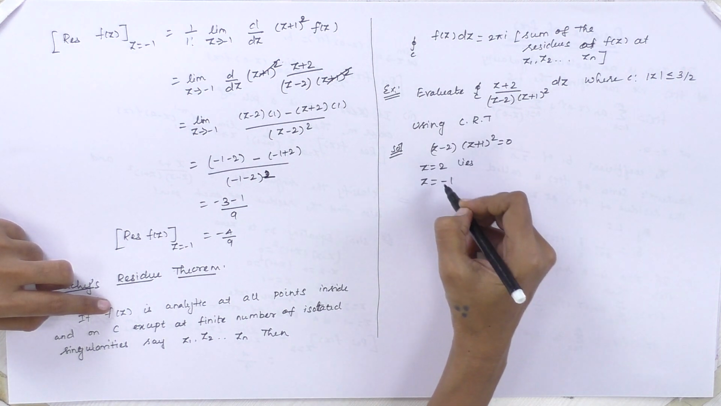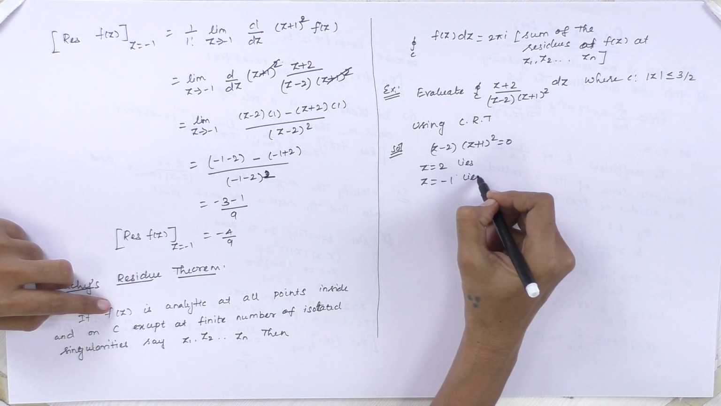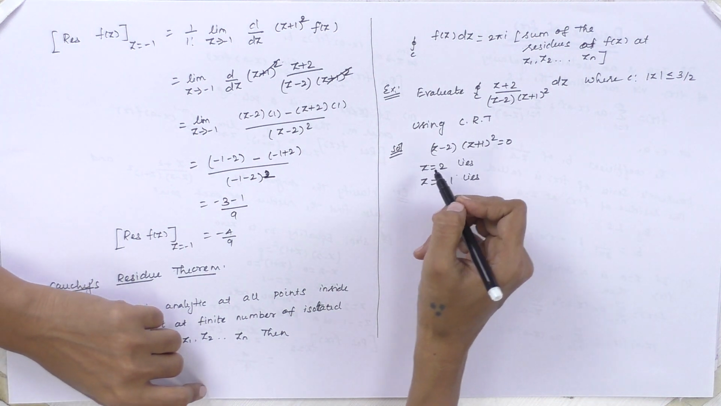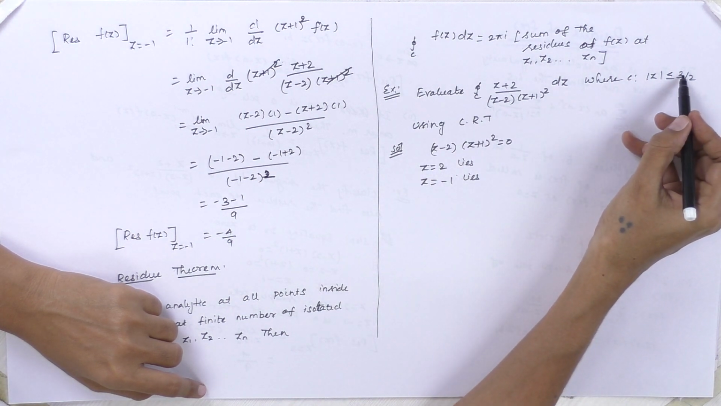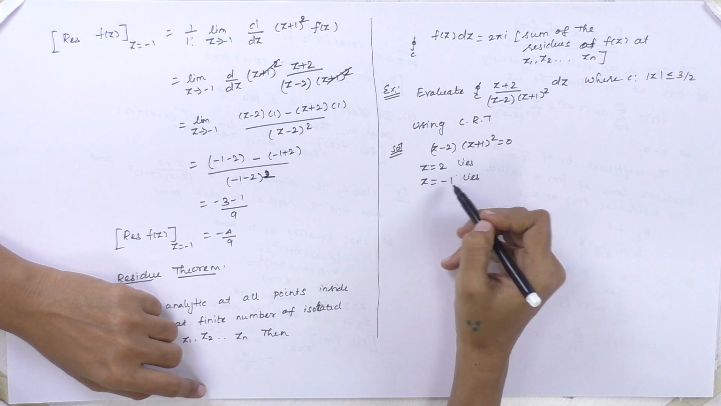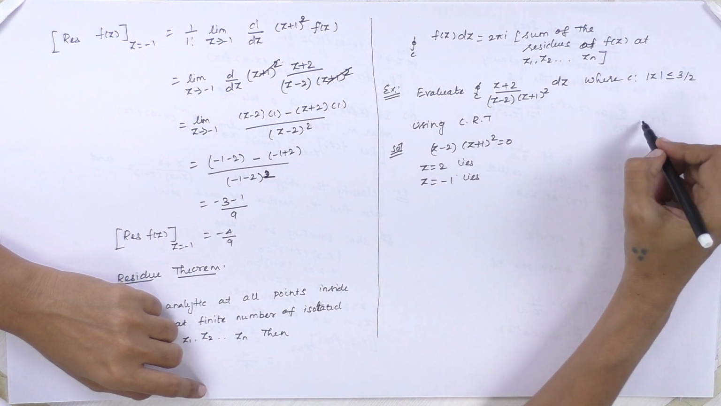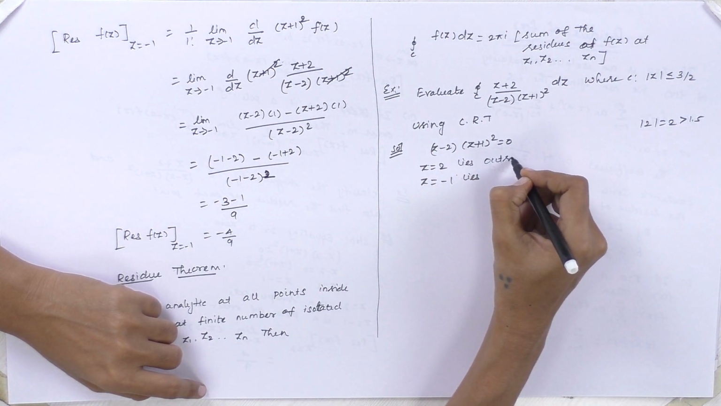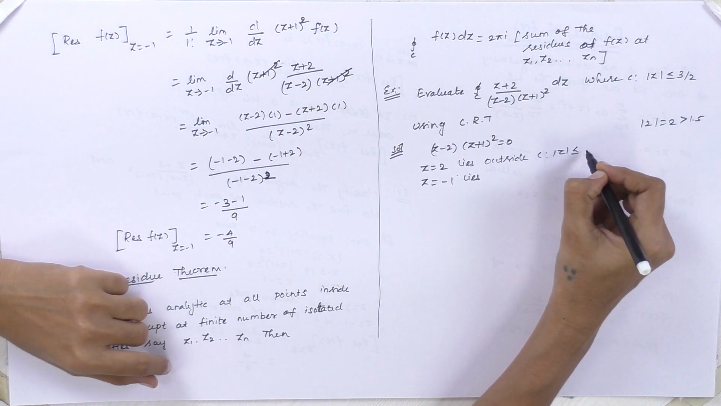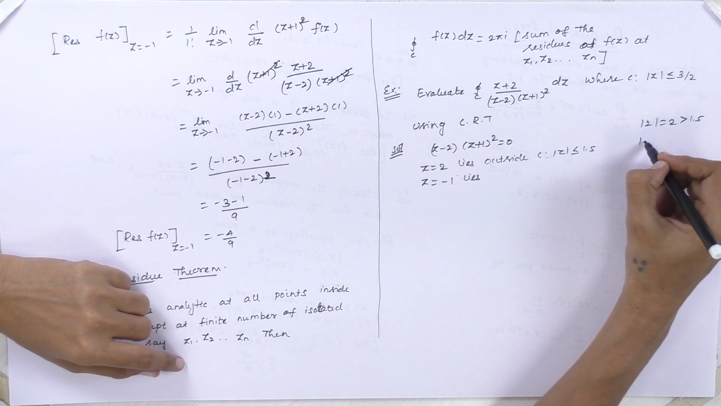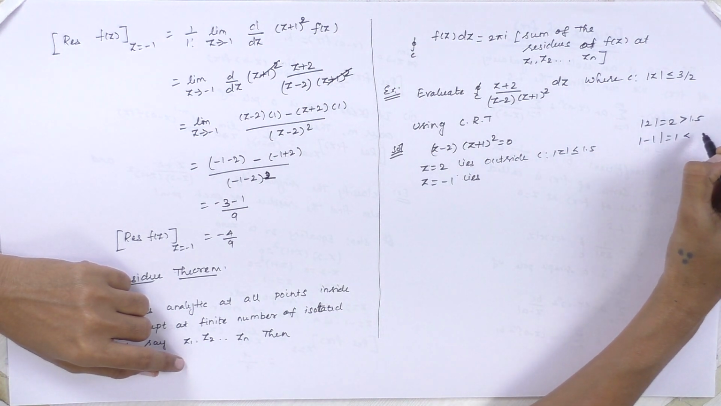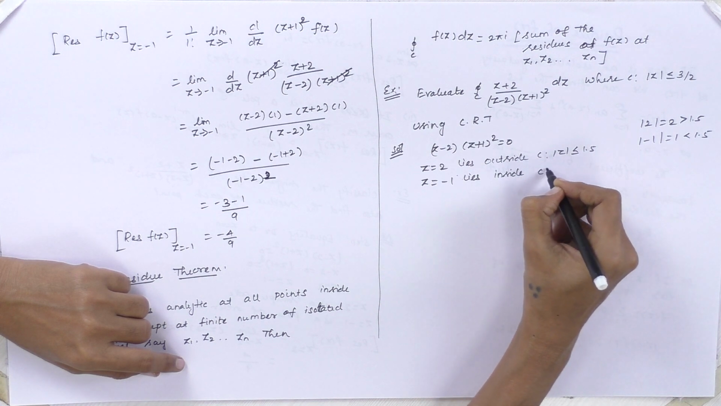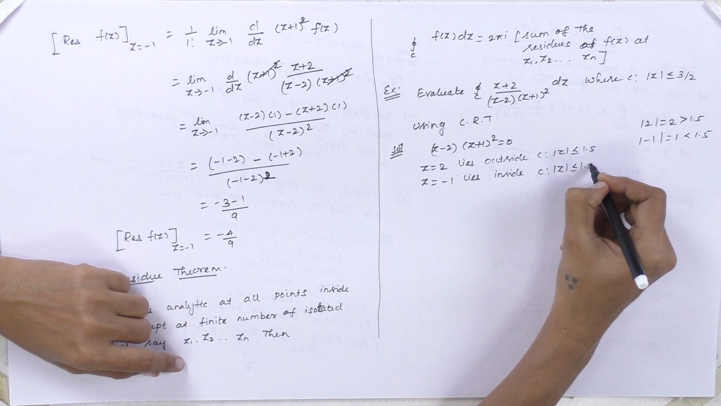So we have to check which of these points lies inside or outside the circle modulus of z less than or equal to 3 by 2, that is 1.5. It is easy to check: if the point is less than the radius 1.5, then it lies inside, otherwise it lies outside. For z = 2, modulus of 2 is 2, and 2 is greater than 1.5, therefore z = 2 lies outside C, such that modulus of z is less than or equal to 1.5. And for the point z = −1, modulus of −1 is 1, which is less than 1.5, therefore z = −1 lies inside C.